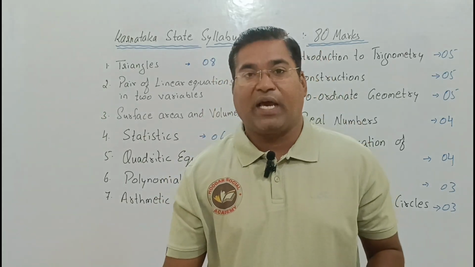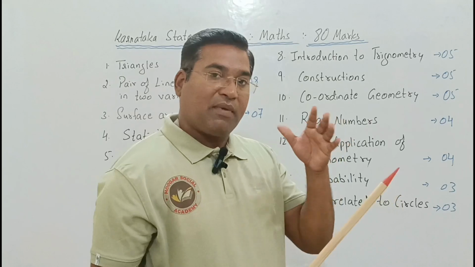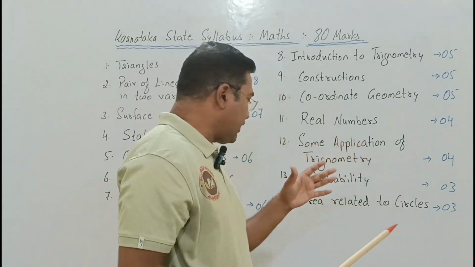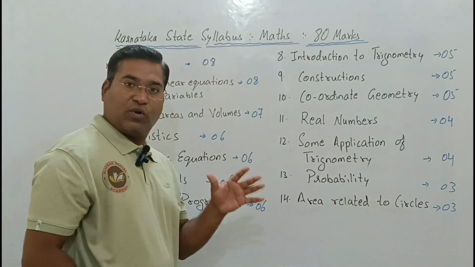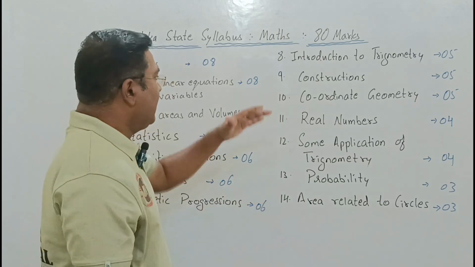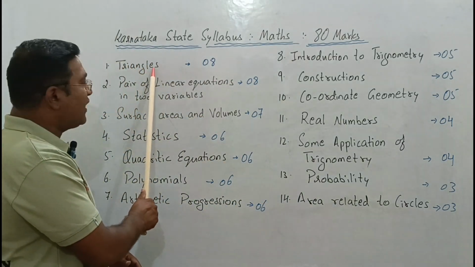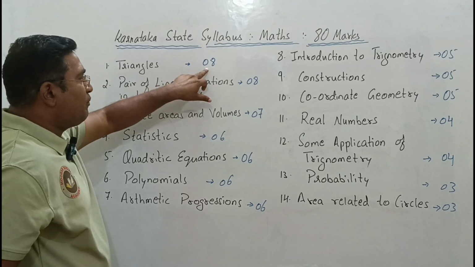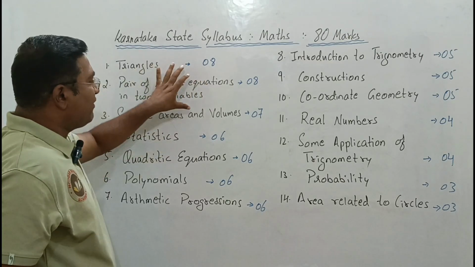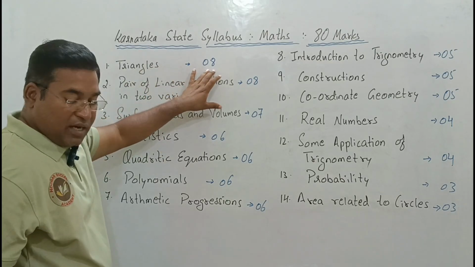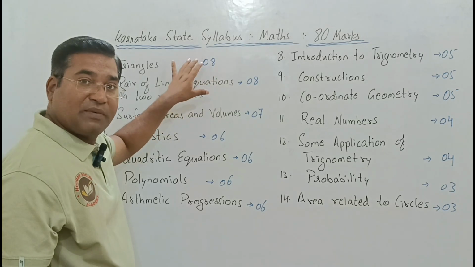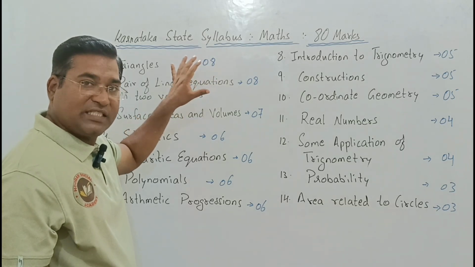So let us go. Total mathematics consists of 14 subtopics, part 1 and part 2. Here 14 topics are there. The topic which begins is the chapter called triangles. Here with the black mark I have written the chapter name, and with the blue mark it is the weightage of marks for the chapter.